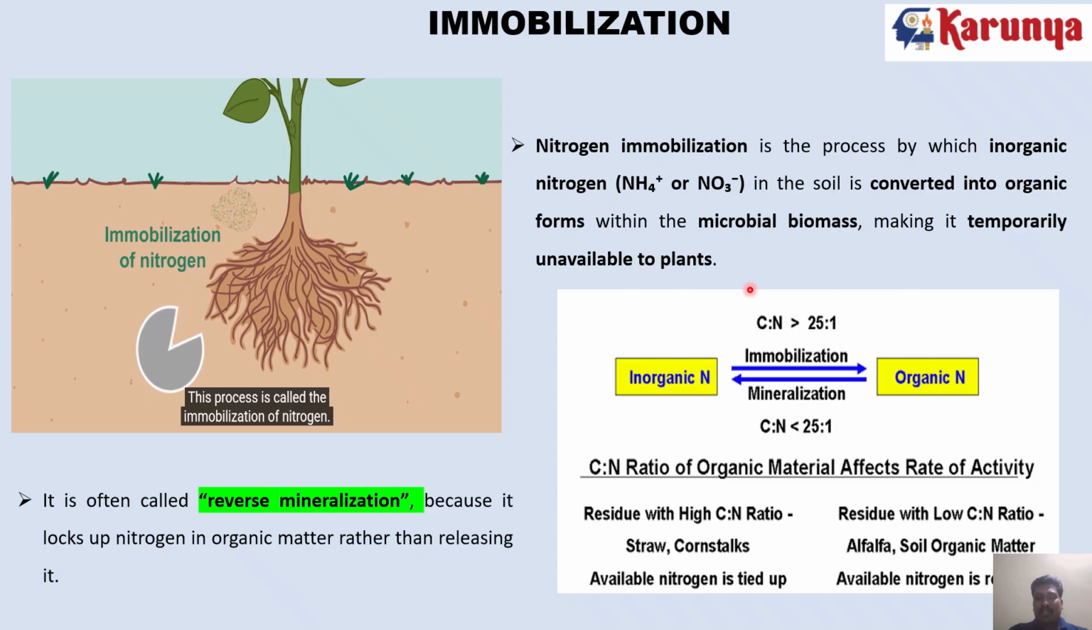This is happening because of the CN ratio. CN ratio is nothing but the carbon and nitrogen ratio, which should be maintained in the soil. The optimum CN ratio should be less than 20:1. Then only mineralization will happen. When it exceeds more than 30:1, immobilization will take place. So it is very important to maintain the CN ratio in soil.